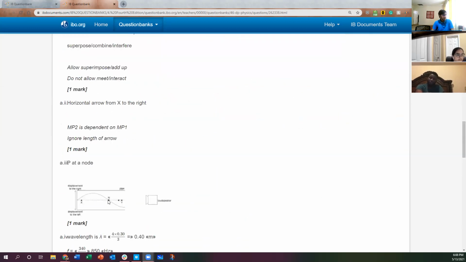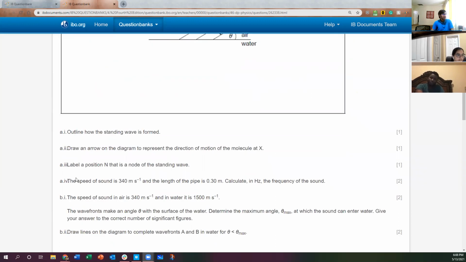Yeah, they drew it over here. Either way is fine. Okay, now it says the speed of sound is 340 meters per second. Let's write these numbers down. V is 340 meters per second, and the length of the pipe is 0.30 meters. We need to find the frequency. Now, how do you reckon we would do that?